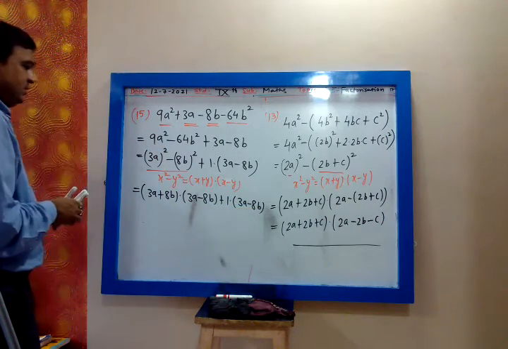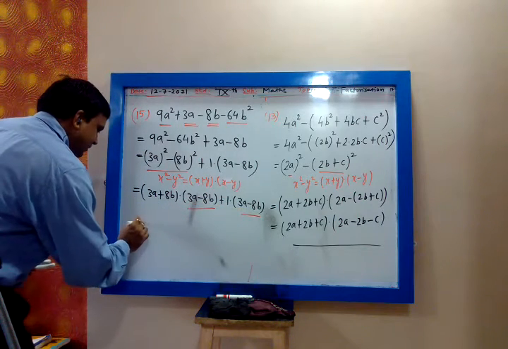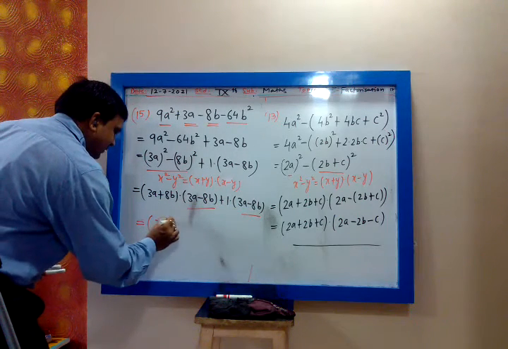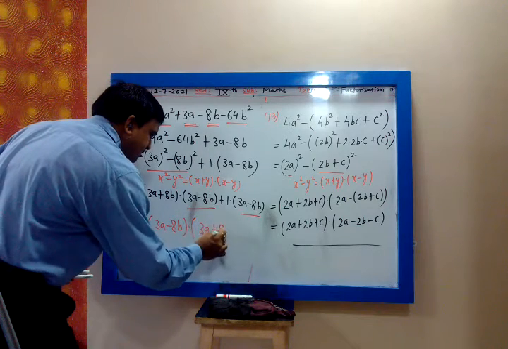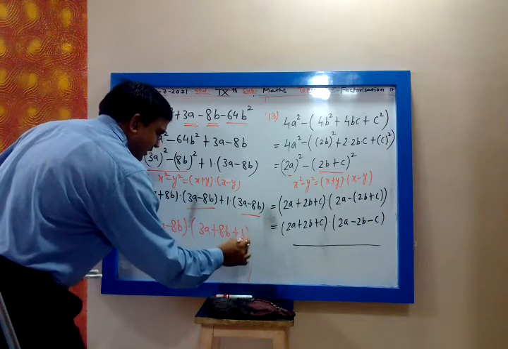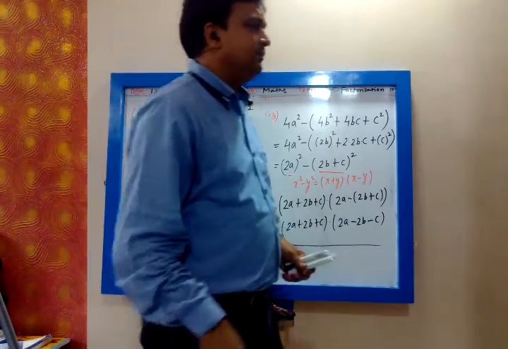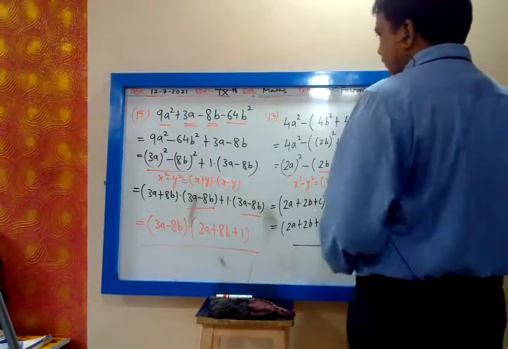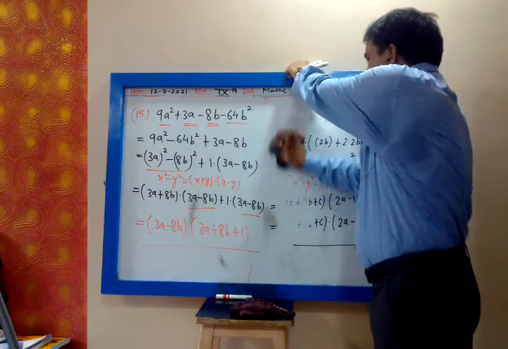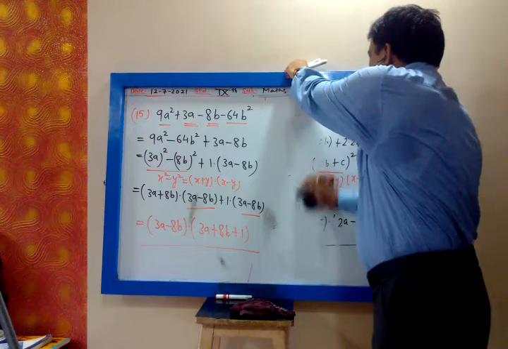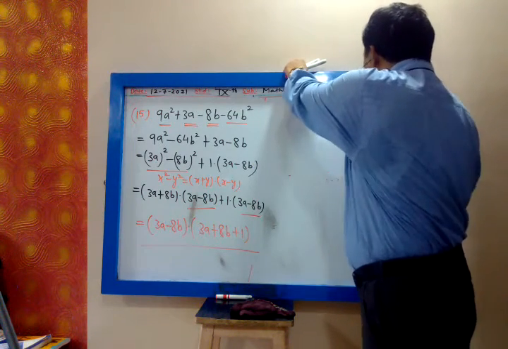3a minus 8b is common, so I can take it common, that is 3a minus 8b. Then what is left in the second bracket? 3a plus 8b plus 1, and this is the answer. So you have to do the grouping. If it is not directly showing the square of two numbers, then you do the grouping, rearrange the terms and see whether it is the difference of squares of two numbers.